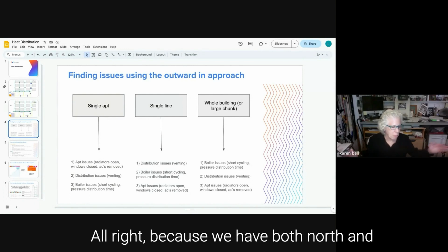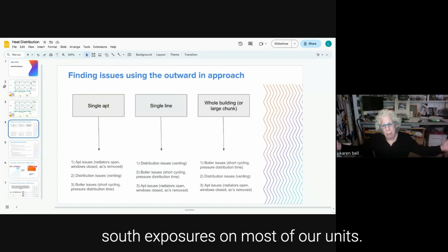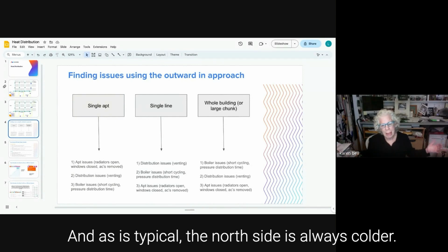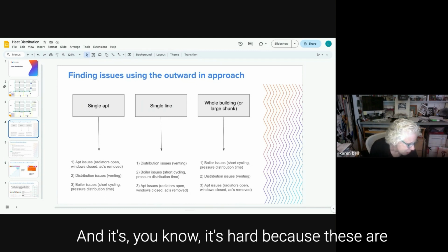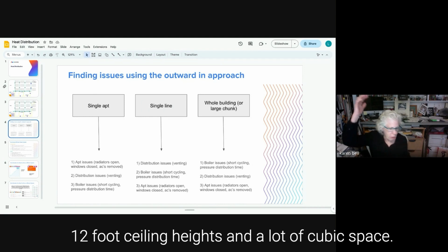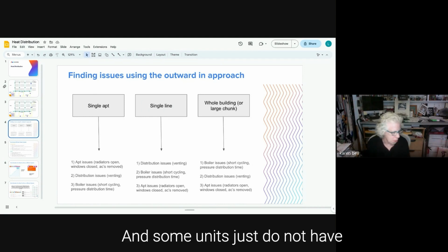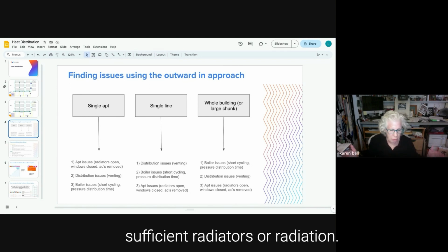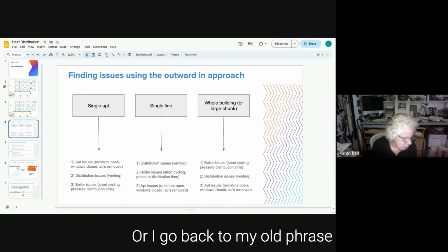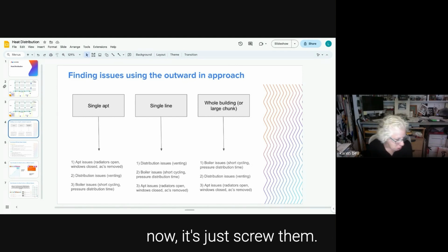All right, because we have both north and south exposures on most of our units. And as is typical, the north side is always colder. It's hard because these are 12-foot ceiling heights and a lot of cubic space. And some units just do not have sufficient radiators or radiation. Or I go back to my old phrase now, which is just screw them.